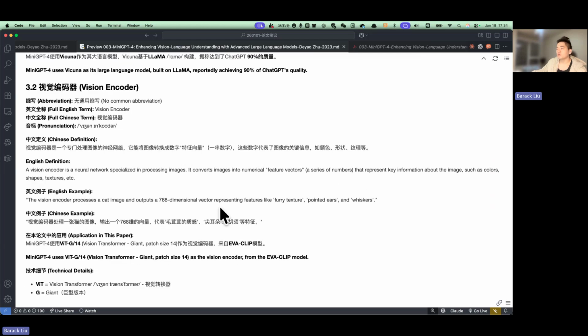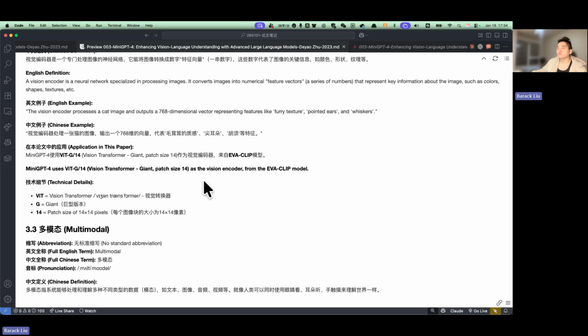The vision encoder processes a cat image and outputs a 768-dimensional vector representing features like furry texture, pointed ears, and whiskers. MiniGPT-4 uses ViT-G/14. Okay, here it explains what ViT is. ViT means Vision Transformer, G means giant, and 14 means a patch size of 14 by 14 pixels, as a vision encoder from the EVA-CLIP model.